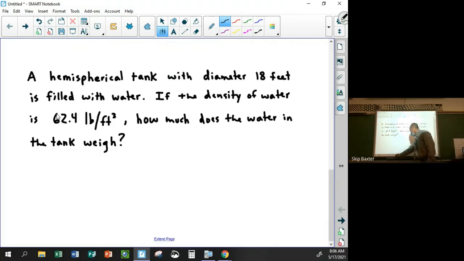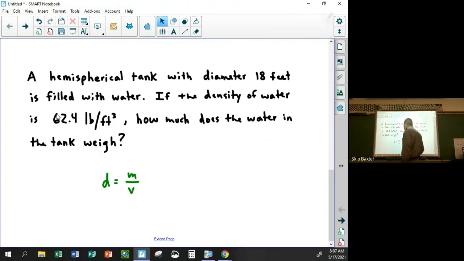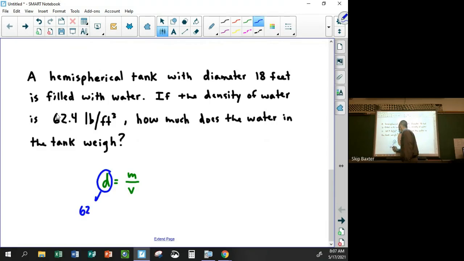Okay, so again, we have this formula, density equals mass divided by volume. They're giving us the density this time, which is 62.4. And they're giving us what we need to figure out to calculate the volume, which is just the diameter of this hemispherical tank. So what's the formula for... yeah, we're just gonna multiply them to get mass. What's the formula for the volume of a hemisphere?